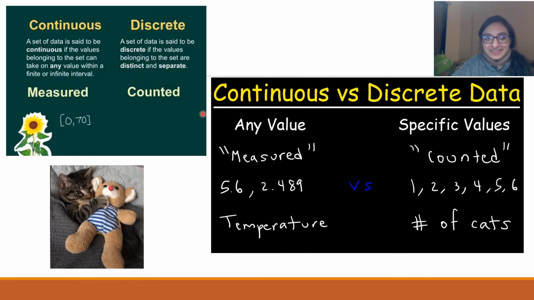And we're talking about discrete in terms of categories. A set of data is said to be discrete if the values belonging to the set are distinct and separate. So it's countable. You have specific values. You can count them: 1, 2, 3, 4, 5, 6. You can count, for instance, the number of cats.